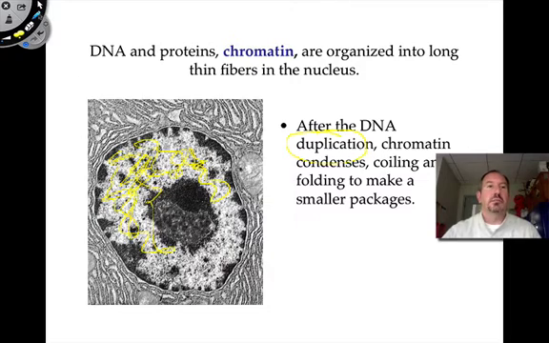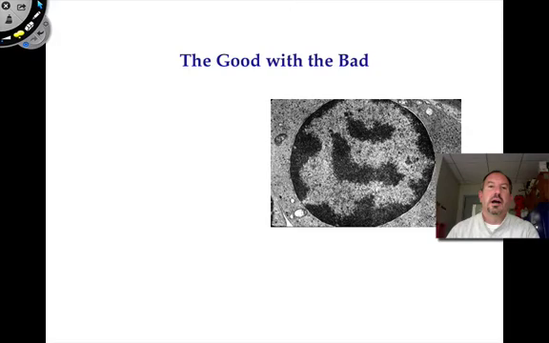And so I want to talk about this sort of loose and then coiled up nature of the DNA. So I'm going to call this the good with the bad. I'm going to say that it's good that the DNA is loose in the nucleus, called chromatin. Because why?